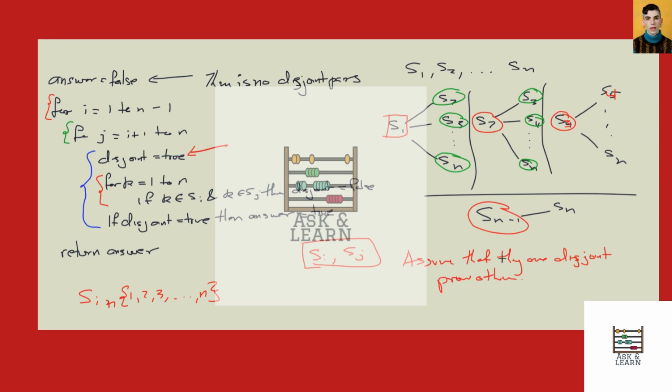So here we assume that they are disjoint, and we prove otherwise. If we have been able to prove otherwise, then that means Si and Sj are not disjoint, and we have to compare different sets. If they are disjoint, then this condition will never be true, so it never reaches. Then disjoint would be true, and then answer would be true, and so we return the answer.